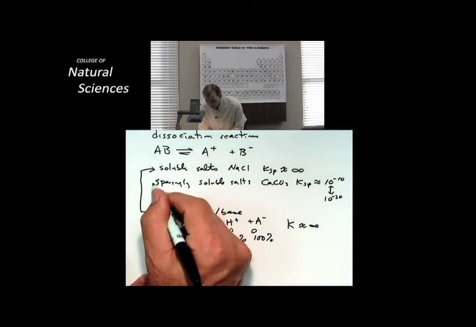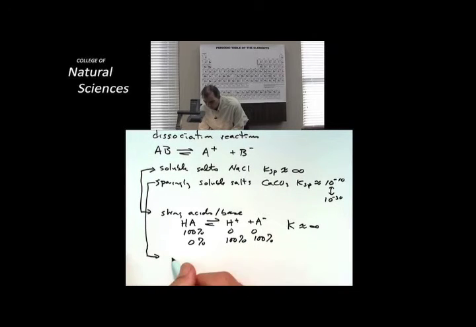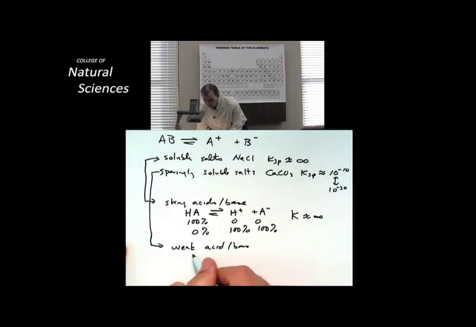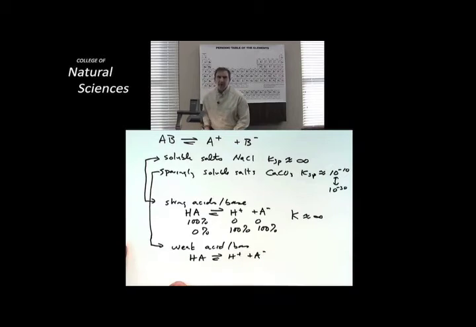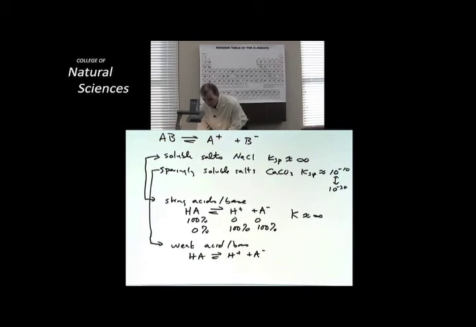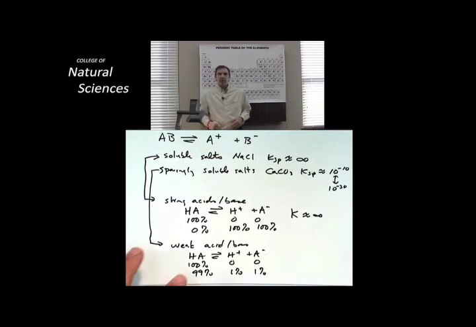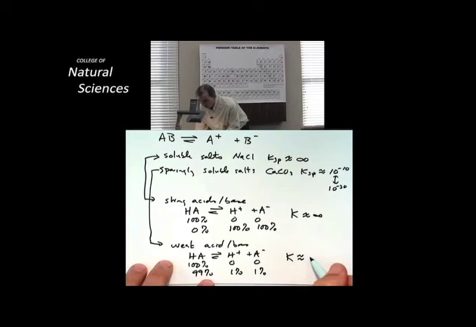Equivalently, we say that something is a weak acid or base because when we throw it into water, not very much of it dissolves. We may start off with 100% of it, like this, and then when we're done, only about 1% of it actually dissociates. Basically, nothing happened when we threw it into water. The K under those circumstances is very small. Maybe it's 10 to the minus 10, something like this.